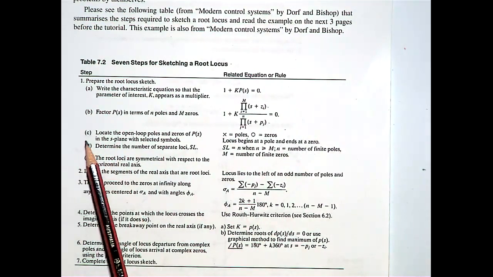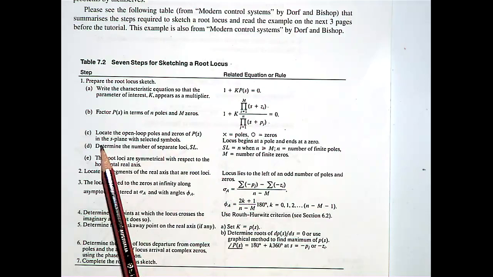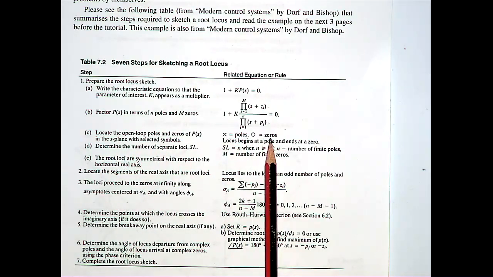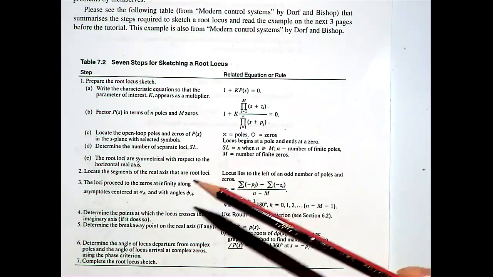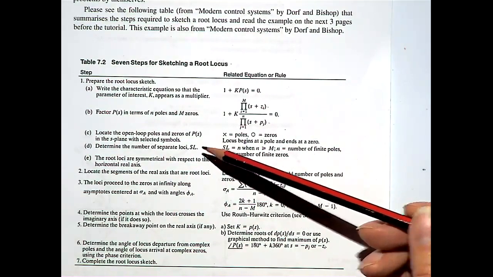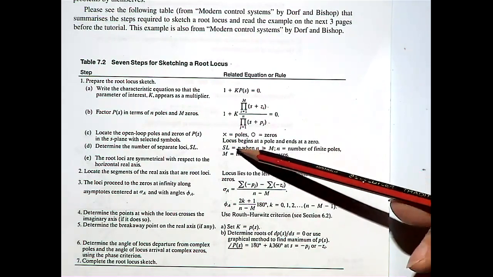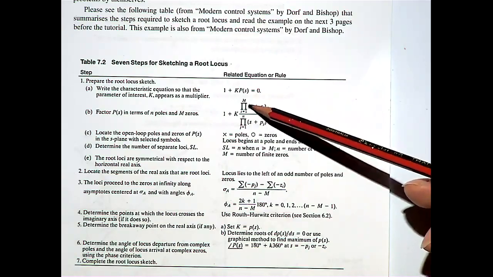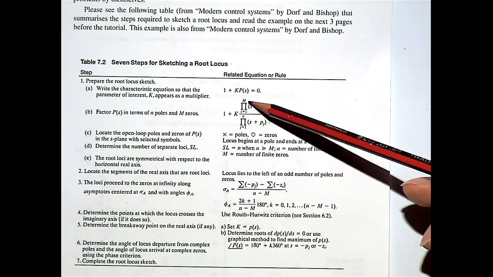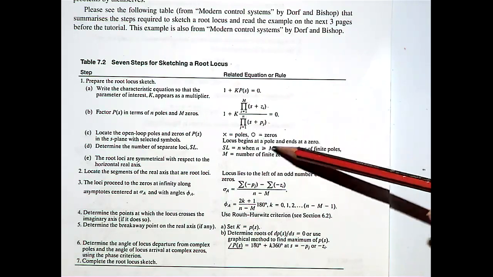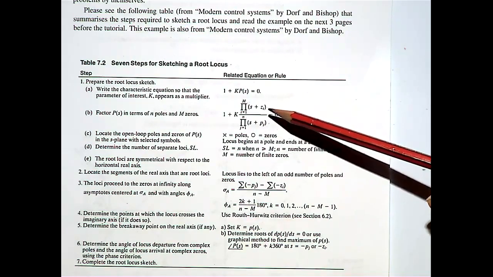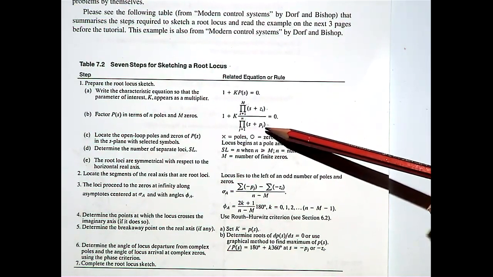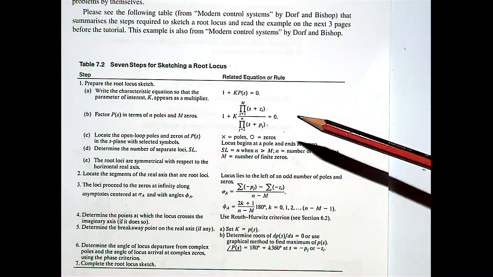Then the next step is to locate open loop poles and zeros of p in the s-plane with selected symbols: crosses for poles and circles for zeros, right? Then we need to determine the number of separate loci. The number would be the maximum between the number of poles and zeros. So you look at m and n here. m is the number of zeros and n is the number of poles, and then you take the larger one. Often you would get a case where the number of poles is larger than the number of zeros, but that's not necessary in general.